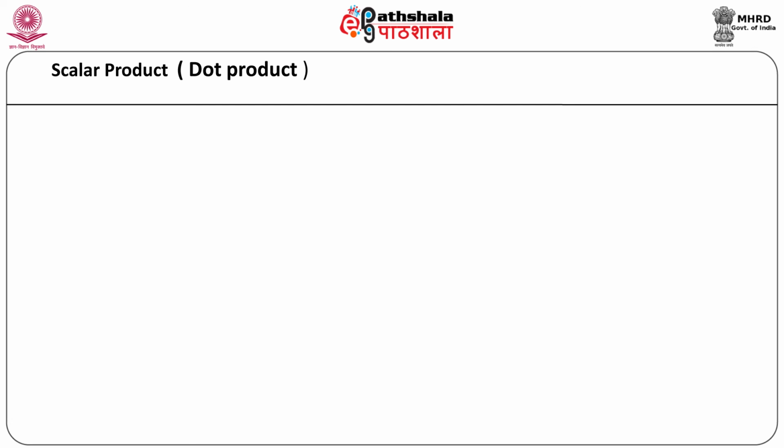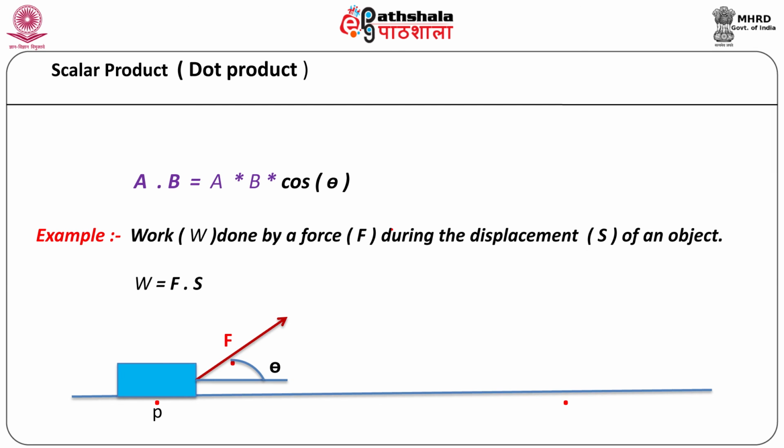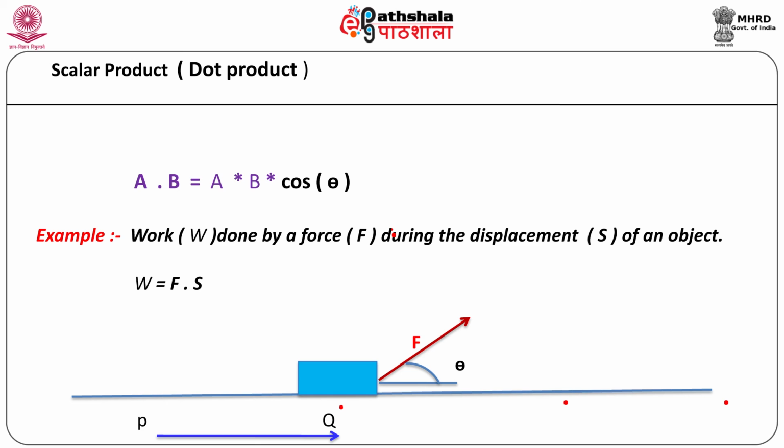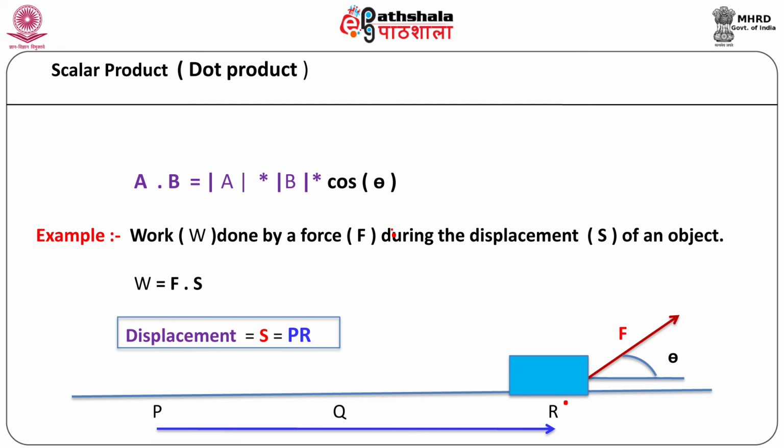Scalar product, also known as dot product, is defined as A bar dot B bar is equal to AB cos theta, where theta is the angle between the two vectors. Work done by a force during the displacement of an object is a well-known example of the scalar product. Work W done by a force F during the displacement S of an object is given by W is equal to F bar dot S.